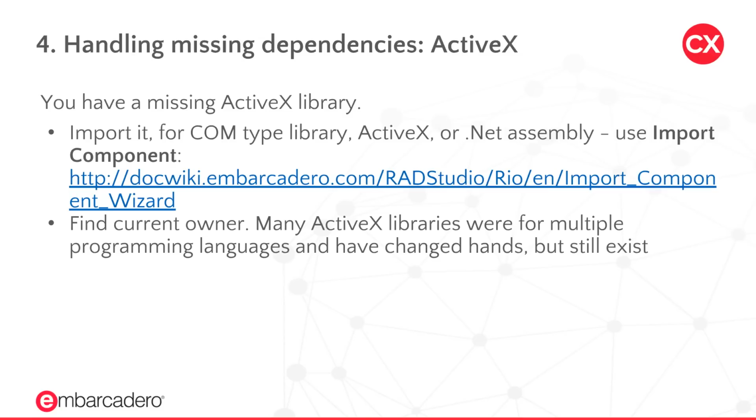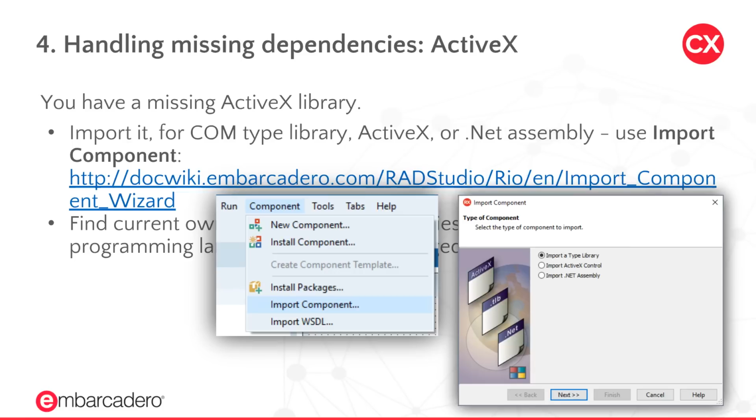The third scenario is when you have a missing ActiveX library. Now, in general, you can simply import that again in 10.3 Rio. So for any common type library, ActiveX, .NET Assembly as well, use Import Component, and there's a link on screen to the help page for that.